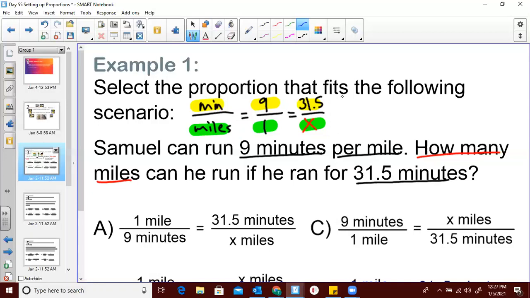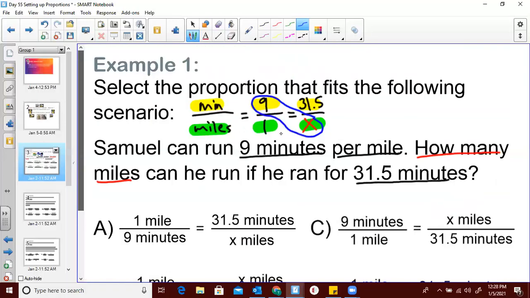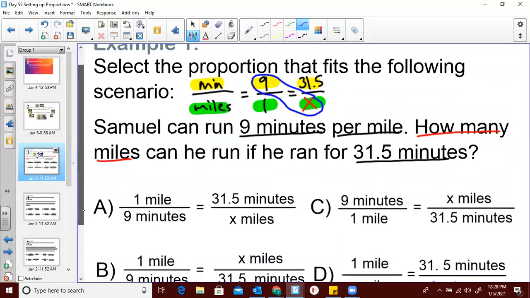So your trick is just to look for X's partner. X's partner is always going to be diagonal. All right, so where does X connect? What's X's partner, his teammate? It's going to be across and diagonal, right? So we're looking for where X and 9 are partners here. And the cool thing about this is this works for every proportion, okay?